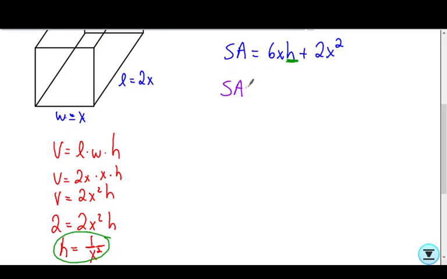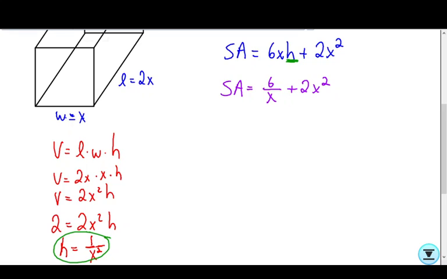So I get my surface area equals 6 over x plus 2x squared. Okay? So when I plug in my h and reduce, because it's going to be 6x times 1 over x squared, and then the x's divide out, you get 6 over x.